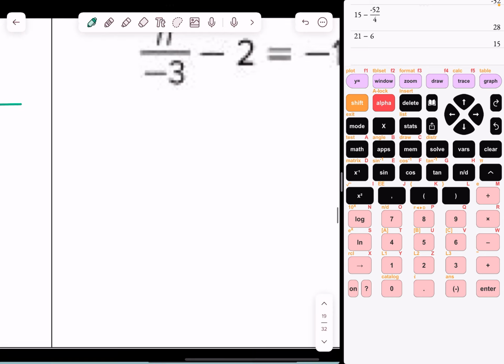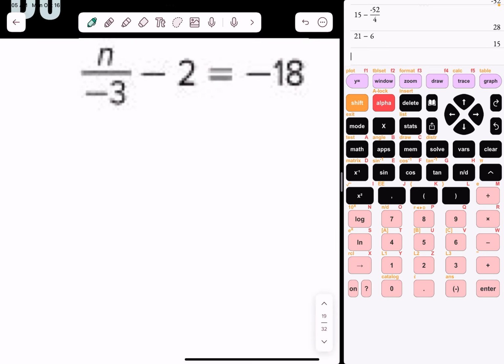And pause the video and try this next one. See if you can do it yourself. We want to get this variable term by itself. So to do that, we need to get rid of the minus 2, which means we have to add 2 to both sides.